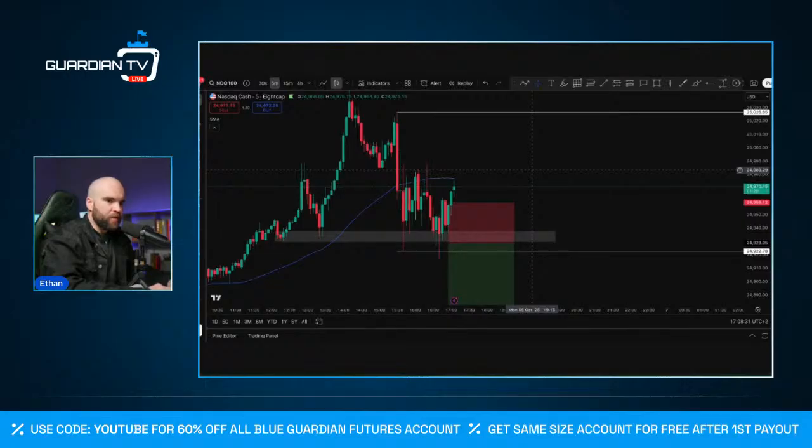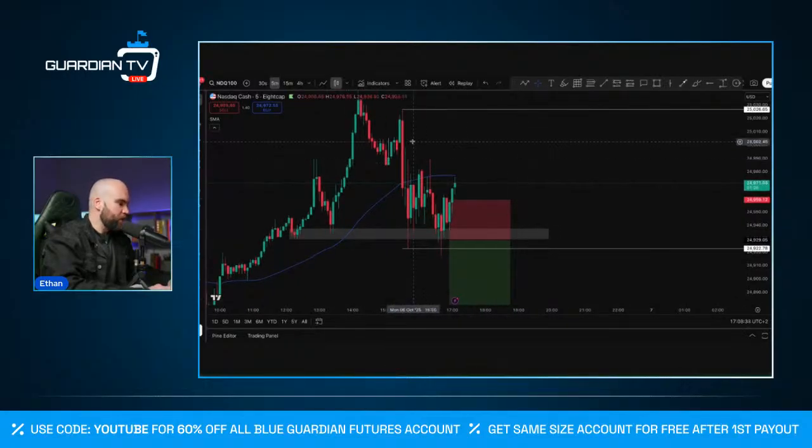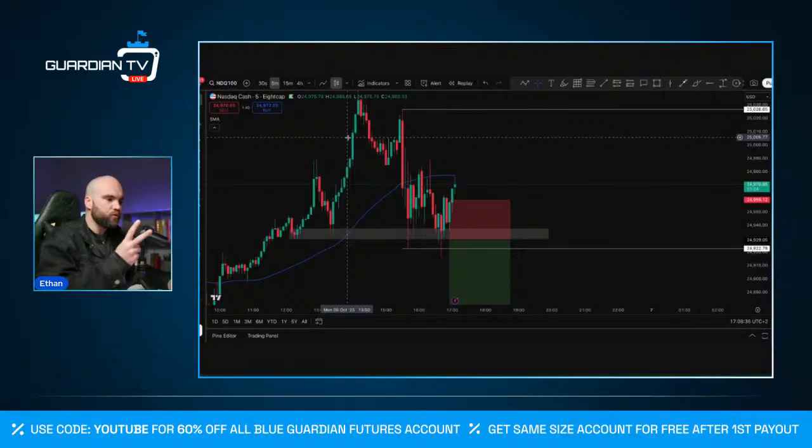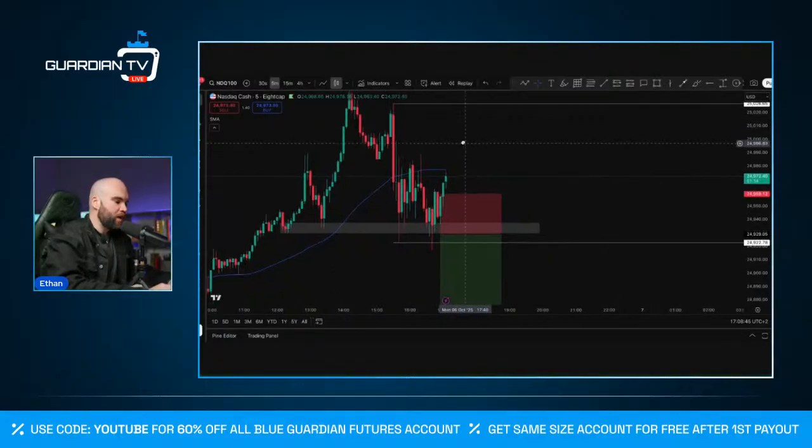Right. So at the end of the day, that's all I'm looking for: 2 zones where price is going to break and close above or break and close below. That's it. That's all I'm looking for every single day. What we identified today was this zone right here.